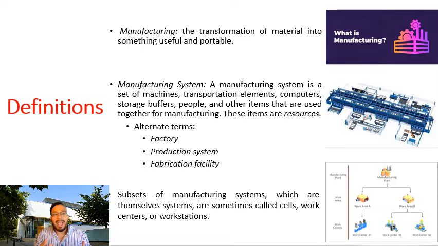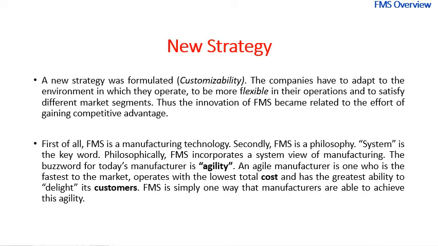But every time, the market competition becomes more intense. During the 1960s to 1970s, cost was the primary concern. Later, quality became the priority. As the market became more and more complex, speed of delivery became something that the customers also needed. So a new strategy was formulated, and this strategy is about customizability or personalization.